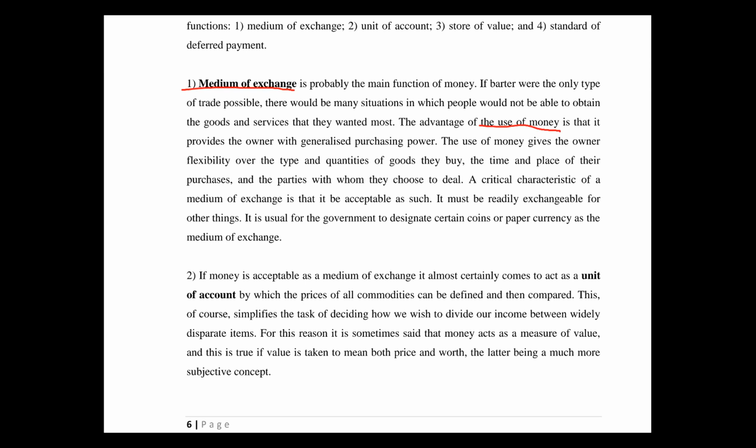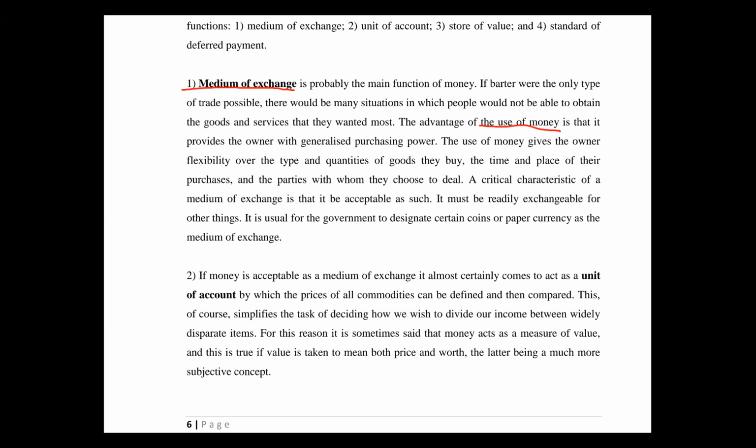The use of money gives the owner the flexibility over the type and the quantities of goods they buy, the time and the place of their purchases, and the parties with whom they can choose to deal. That is money. One of the critical characteristics of a medium of exchange is that it is acceptable, right? It's widely acceptable. And money is supposed to be exchangeable for other things.